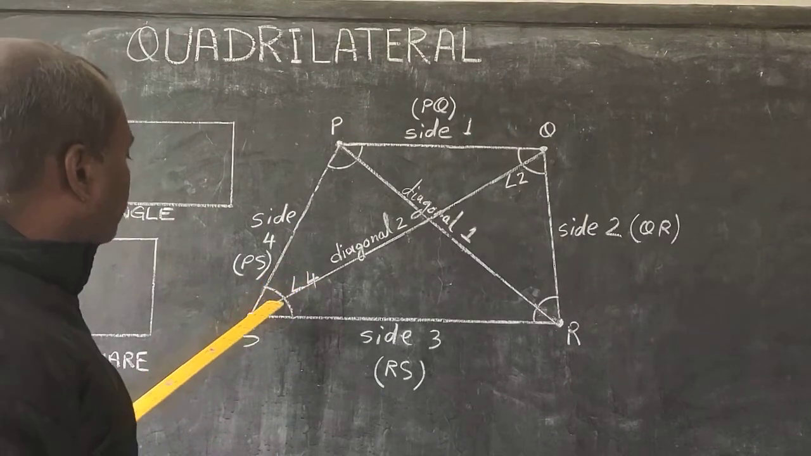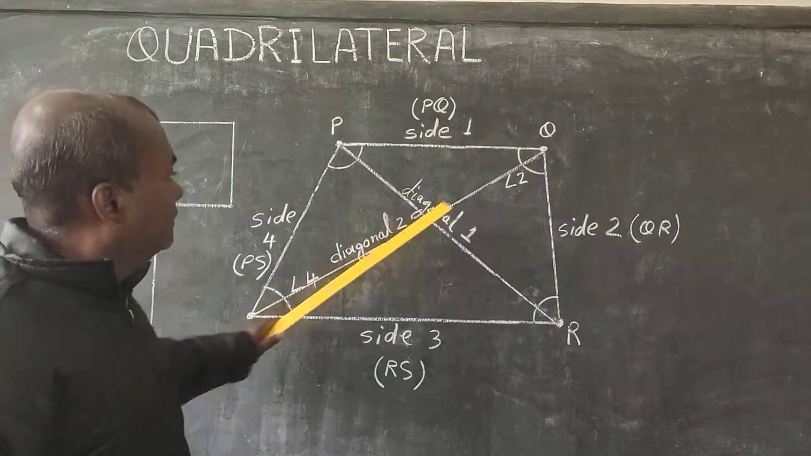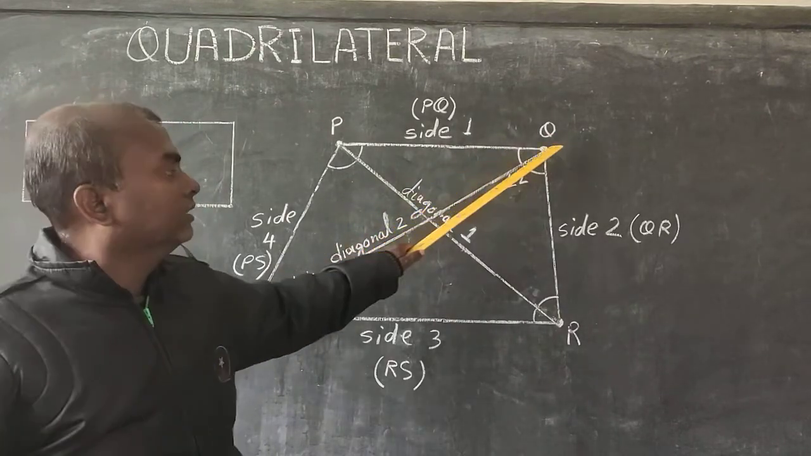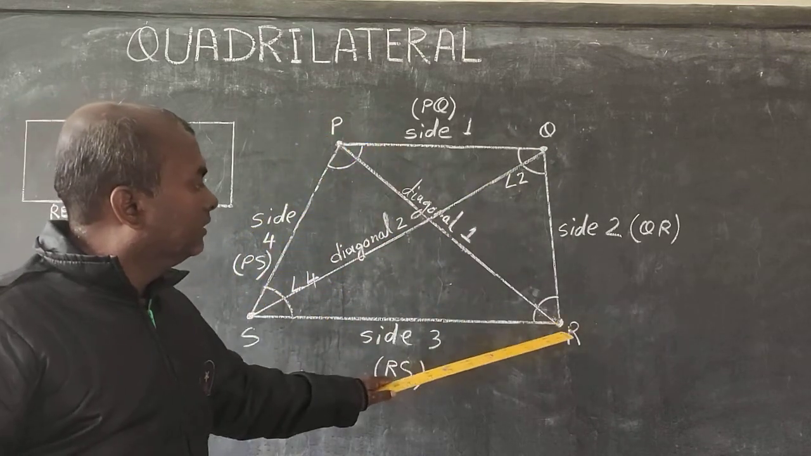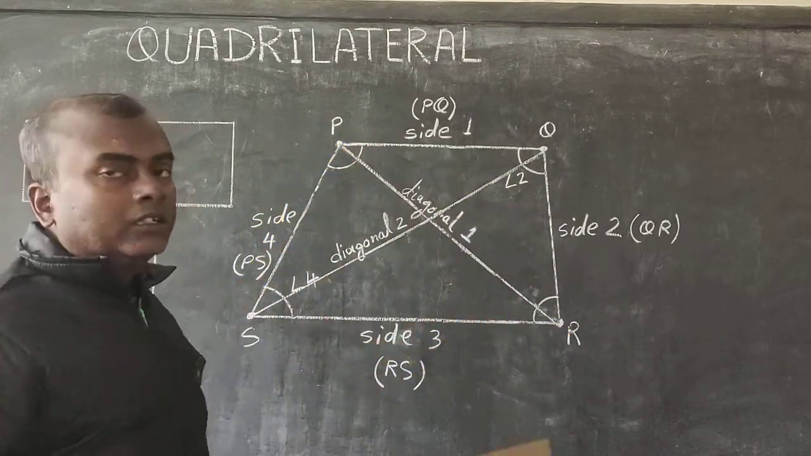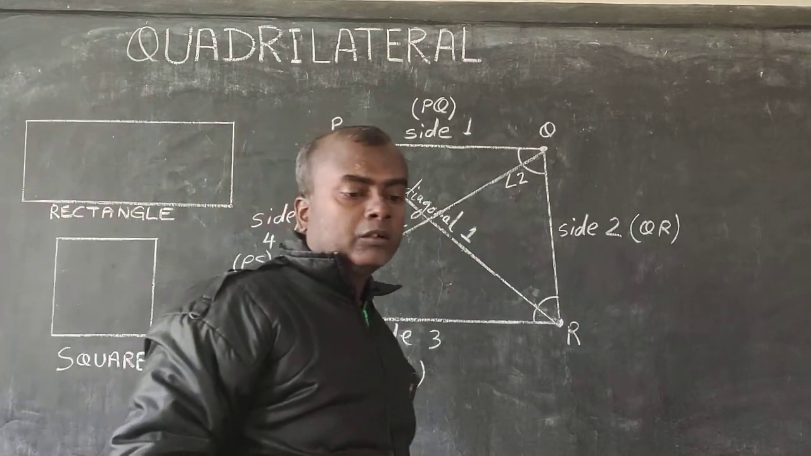So here it is. I have connected the opposite vertices Q and S. This straight line connecting these two vertices is the second diagonal. And this straight line connecting these two vertices P and R is the first diagonal. Okay, I hope you know what a diagonal is now.